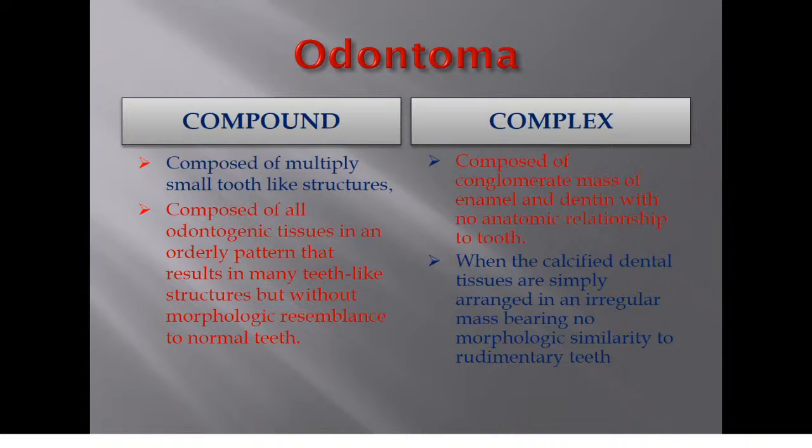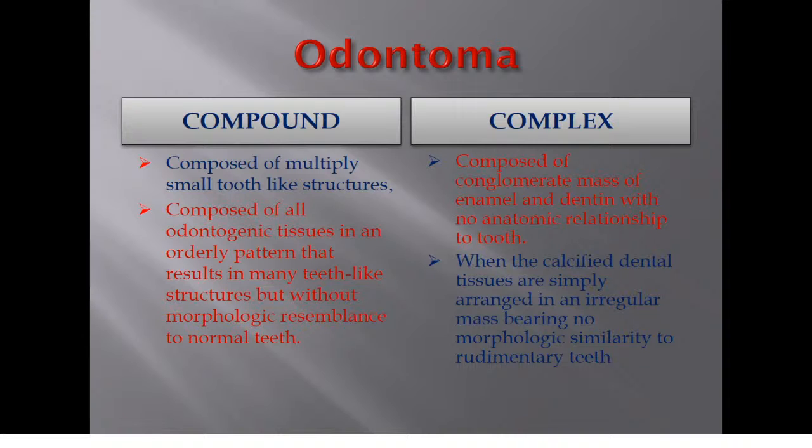ameloblastic fibro-odontoma, odontoameloblastoma, complex odontoma, and compound one. And let's talk about the last two. Complex odontomas, when calcified dentin tissues are simply arranged as an irregular mass, bearing no morphologic similarity to rudimentary teeth. And compound odontoma is composed of all odontogenic tissues in an orderly pattern that results in many teeth-like structures but without morphological resemblance to normal teeth.